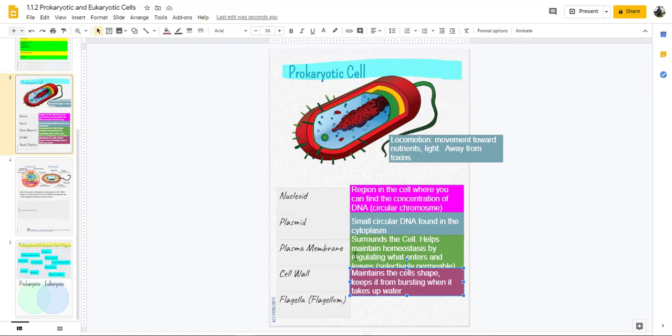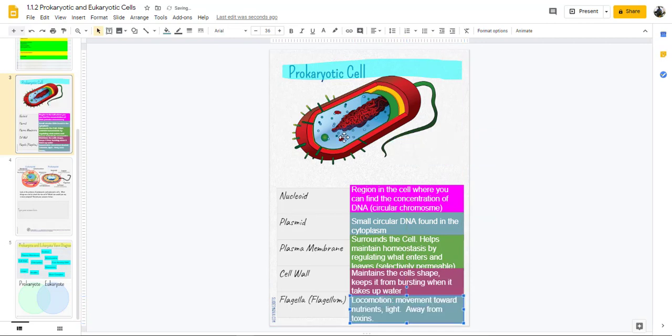So that cell wall is important to bacteria to help keep its shape and keep it from bursting. Last here, this tail-like structure on the bacteria or the prokaryote is called a flagella. So that's probably pretty obvious. That's for movement or locomotion.